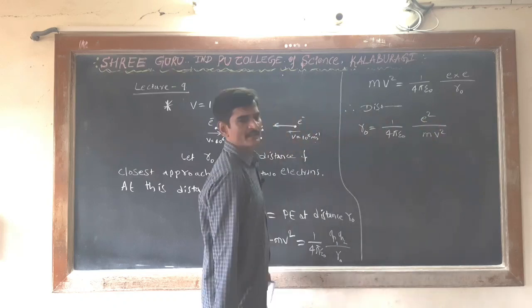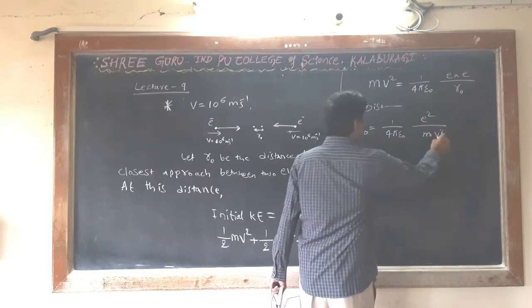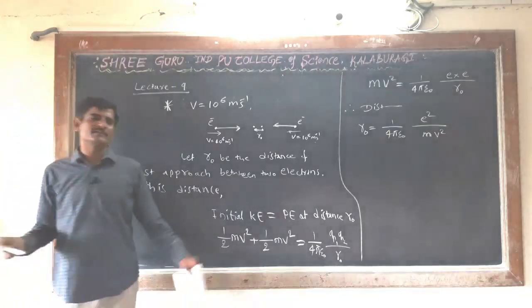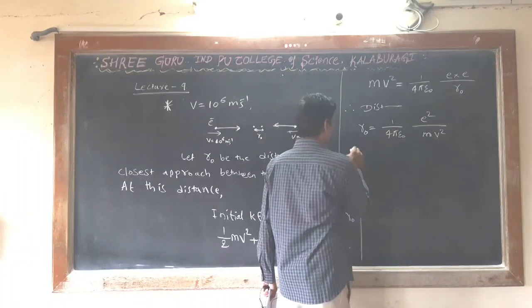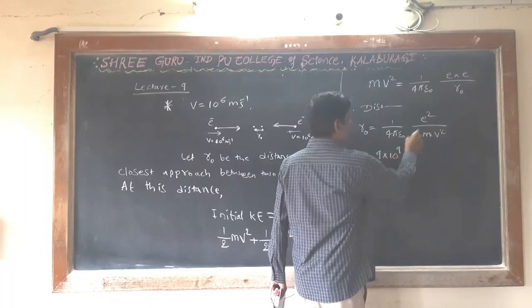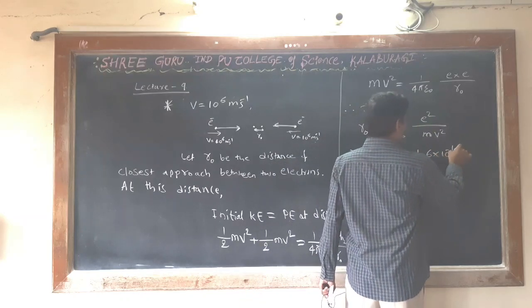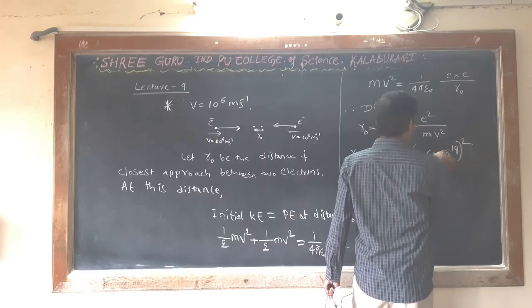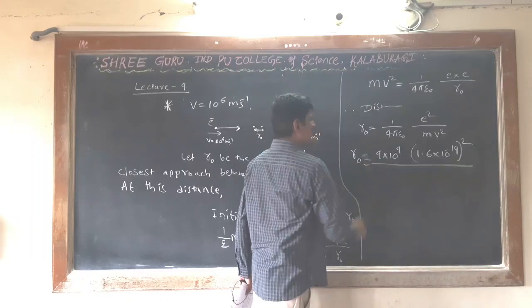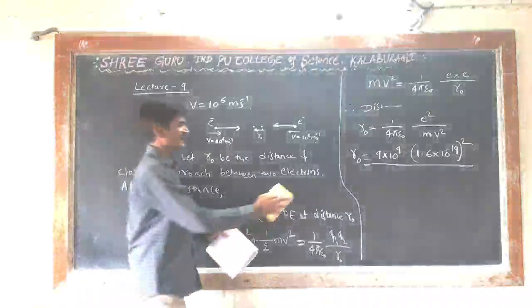What is E? E is the charge of an electron, m is the mass of an electron, and v is the velocity of the electron. Understood? And r naught is equal to 1 by 4 pi epsilon naught, which is 9 into 10 to the power 9, times charge of an electron, 1.6 into 10 to the power minus 19, whole square, divided by m, the mass of the electron. M is 9.1 into 10 to the power minus 31 kg.